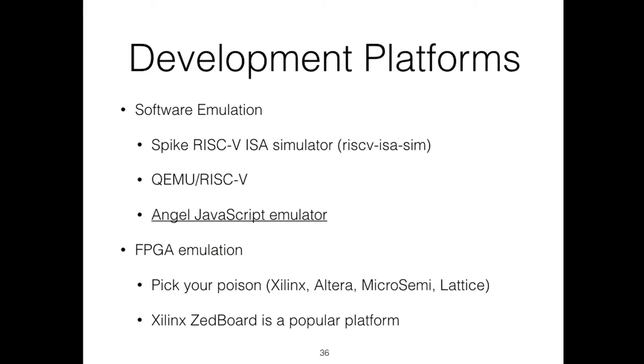There are no commercially available ASICs yet. There are people who have test chips and people who have internal chips. The lowRISC folks will probably be the first people to release RISC-V chips that are available to everyone. So hopefully that's going to happen next year, supposedly.